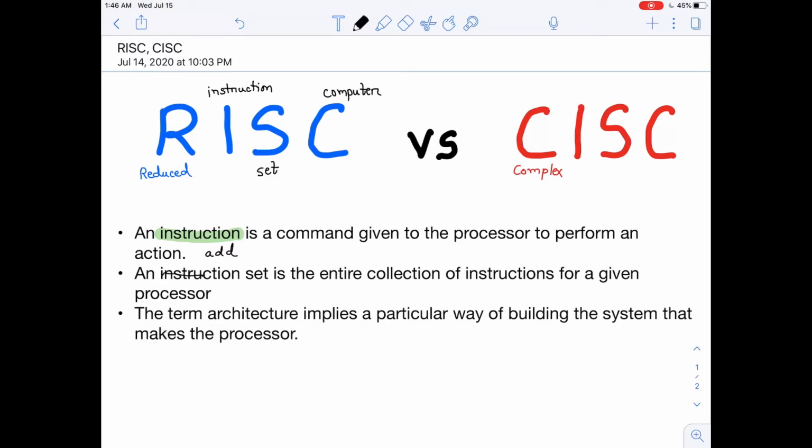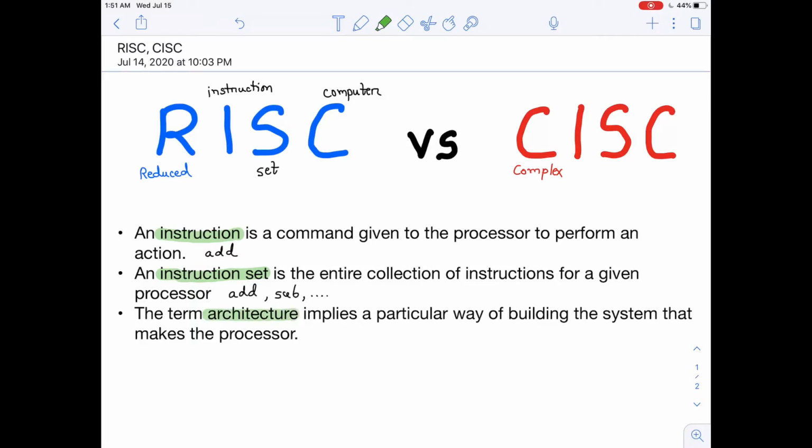Next we have instruction set. An instruction set is the entire collection of instructions for a given processor. Suppose a processor may be able to execute a number of instructions. For instance, a processor may know how to add two numbers, how to subtract two numbers, and so on. The collection of all the instructions that the processor is capable of executing is called the instruction set.